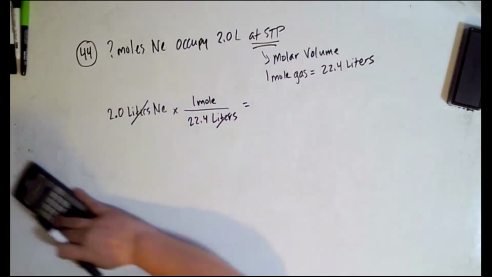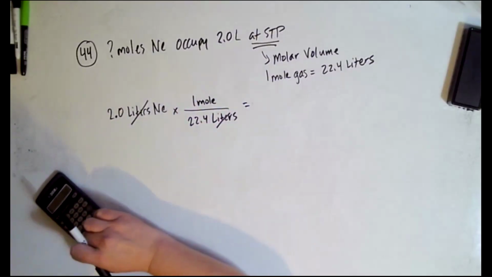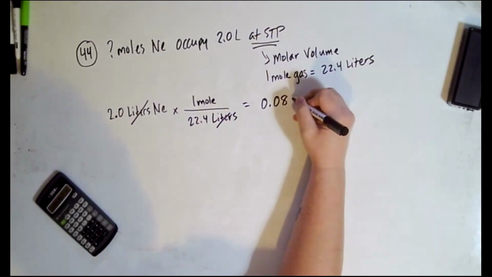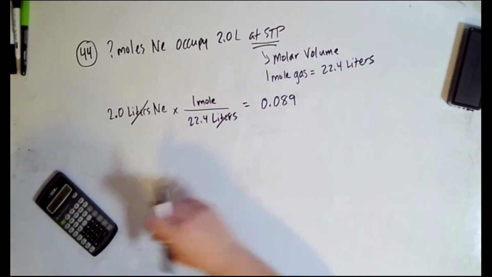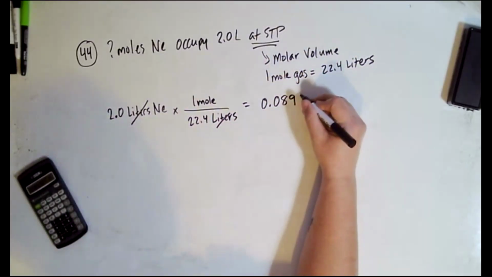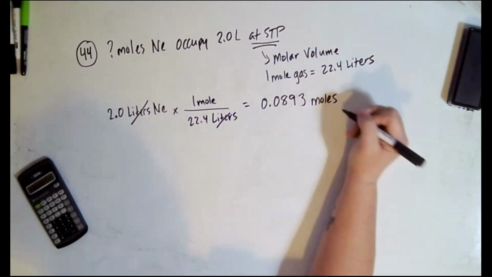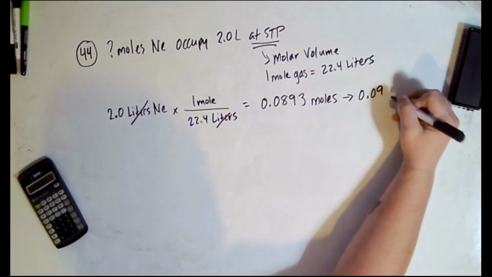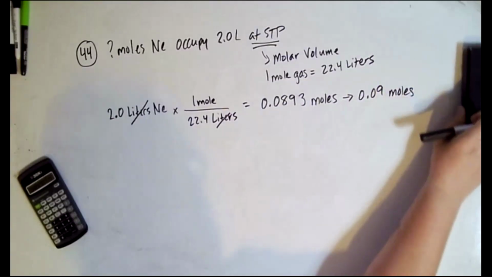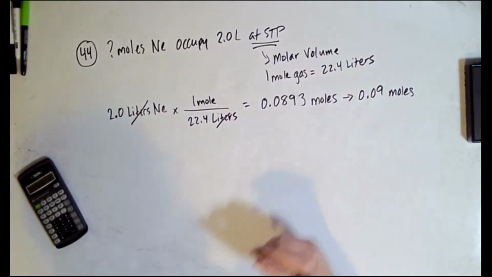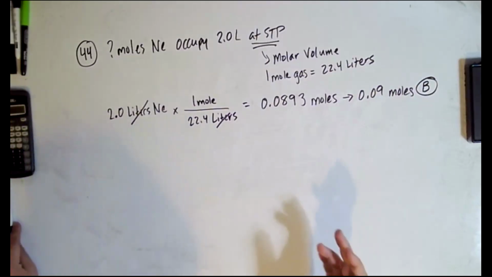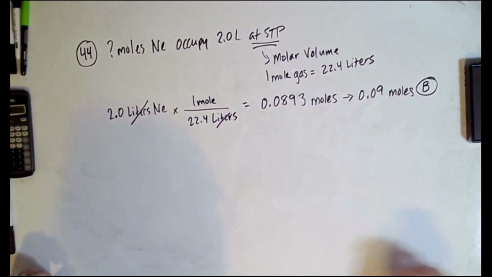So I'm going to cross out my liters unit. That gives 0.0893 moles, which we can round to 0.09 moles to match our answer choices. And that's going to be option B. All right. So that's how we're going to use our molar volume to figure out quantities.